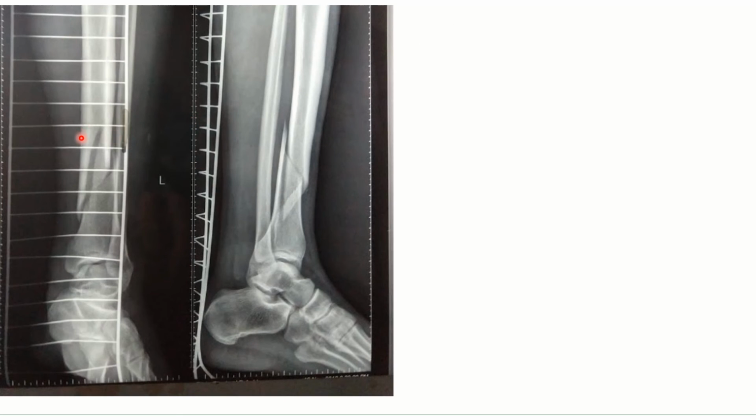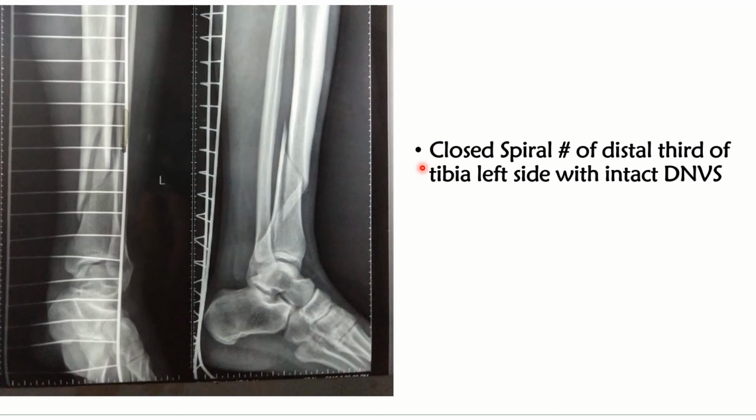So once an X-ray is given to you like this, you could tell the examiner that these are incomplete X-rays. I would like to request you to give the X-ray of one joint above, meaning you have to see the full length of the leg along with the knee. Suppose that is normal. So how to describe this? There is a spiral fracture of the tibia of the left side in the distal third. So again, you see the patient clinically and tell the examiner that it's a closed spiral fracture of the distal third of the tibia on the left side with intact distal neurovascular status.